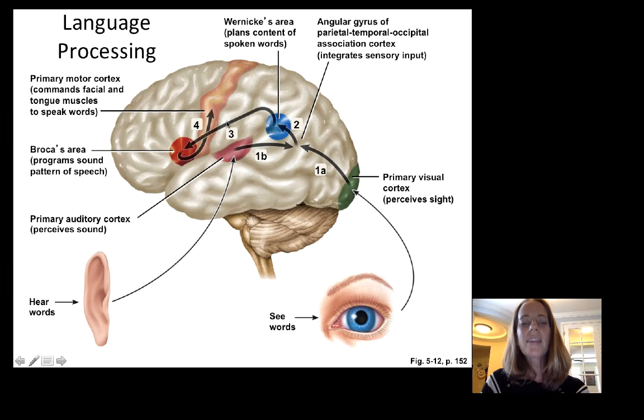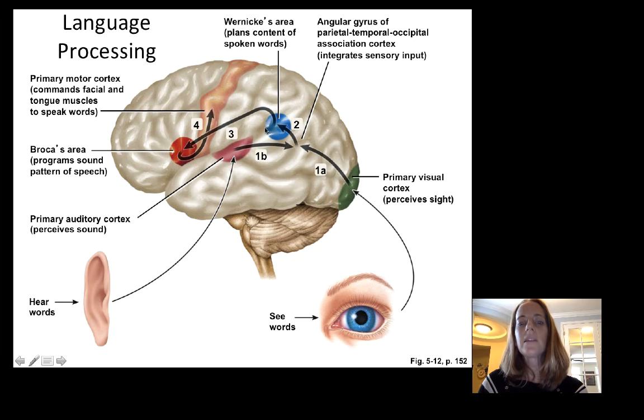I think the language processing areas are a great example of thinking about something from a circuit view. Here we have primary auditory cortex, which is important for hearing words, and that will combine with primary visual cortex, which will send vision, so seeing words. Both of those primary areas will send information to Wernicke's for speech processing. Wernicke's is kind of like an association area, but because we know very tightly what it does, we can give it a special name for speech processing.